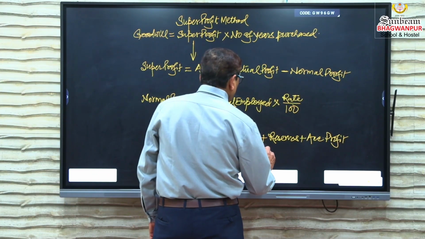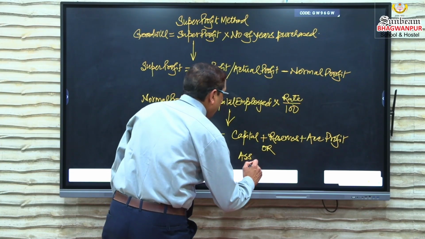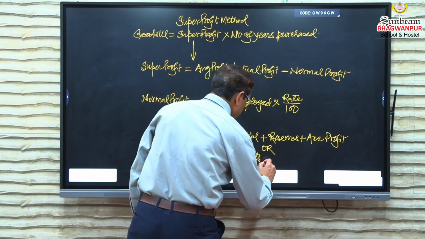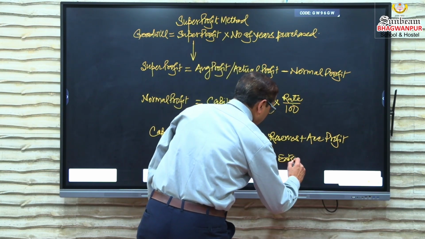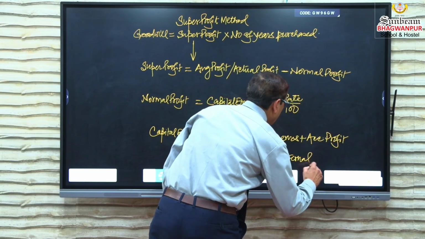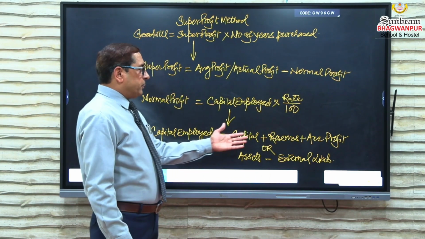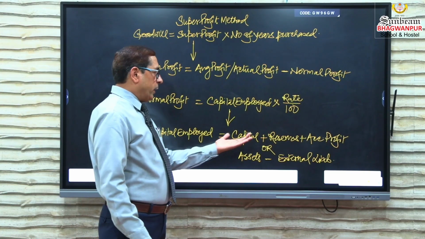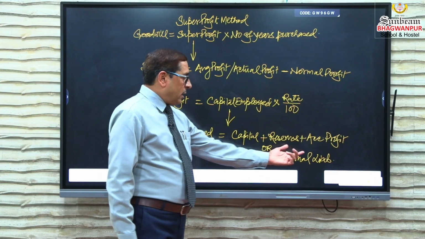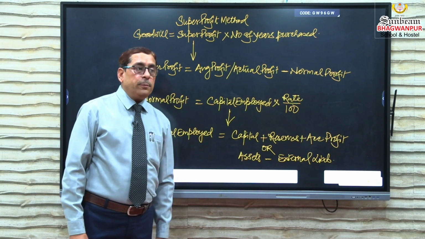There is one another way also to find out capital employed. In class 11th you have studied assets minus external liabilities. If capital, reserves and profits are given, then you can find out capital employed by using the first formula. If total assets and external liabilities are given, you can find out the capital employed by using the second formula.